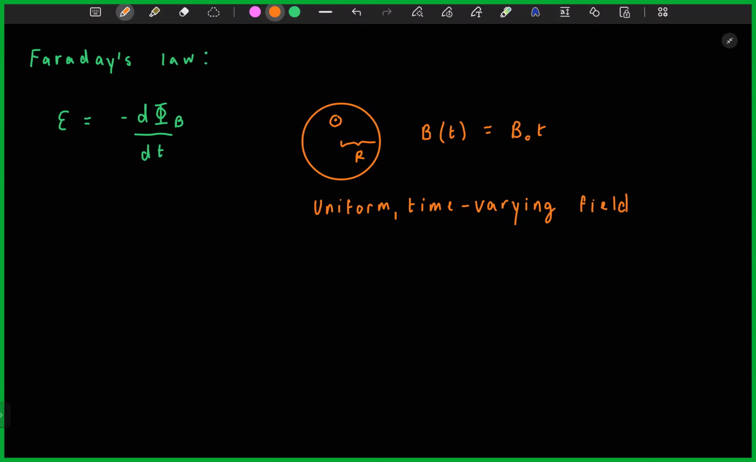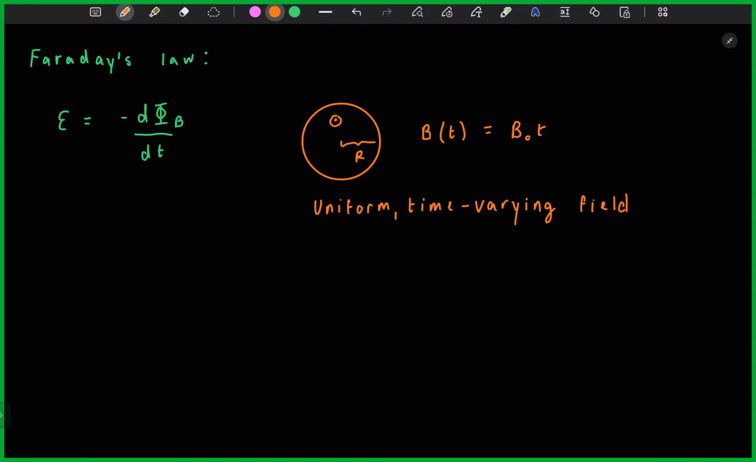In this video, we'll dive into Faraday's law, and we'll begin by analyzing it in the simplest possible context. Faraday's law tells us that the EMF in a loop is equal to negative the derivative of the magnetic flux through that loop. Let's see what it actually looks like. We're going to consider a region in space which has a radius of r. And in that region of space, we've got a magnetic field which is linearly increasing in time. So B of t is equal to B naught t.